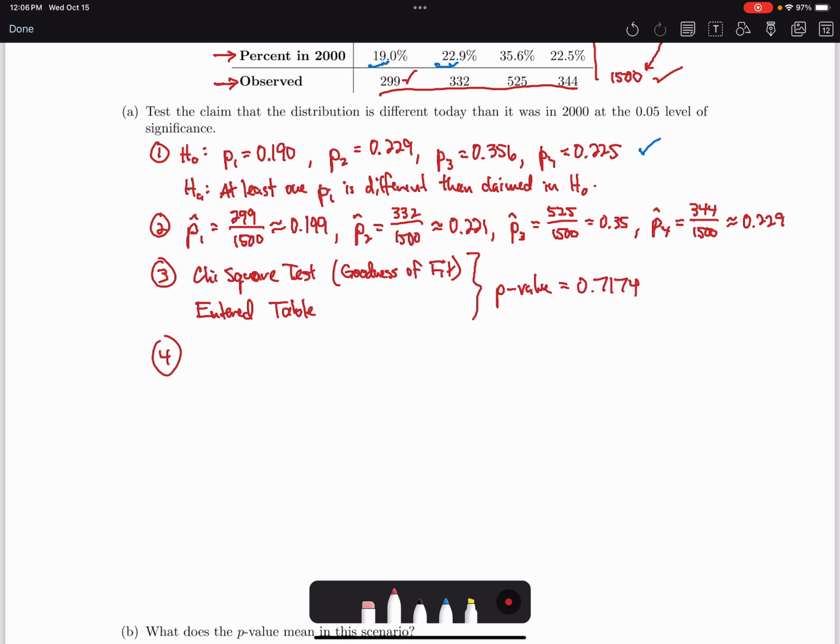Okay, so then for the decision and conclusion, 0.7174 is our p-value. Our level of significance is 0.05. We want to know if our p-value is less than alpha. It's not in this case. So do not reject H null.